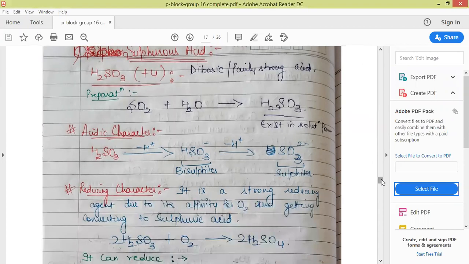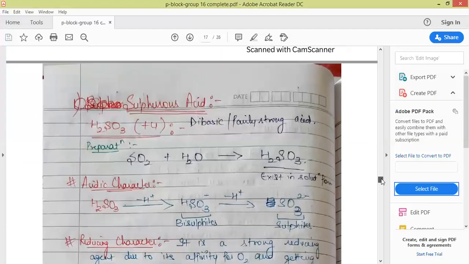In this video, we'll be starting with the preparation, physical properties and chemical properties of different oxo acids of sulfur. So we are starting with the very first acid, that is sulfurous acid. The formula is H2SO3. As I have already told you, in all the oxo acids of sulfur, the number of hydrogen is always 2. So the formula is H2SO3. Oxidation state is +4, which we have already discussed how to calculate.